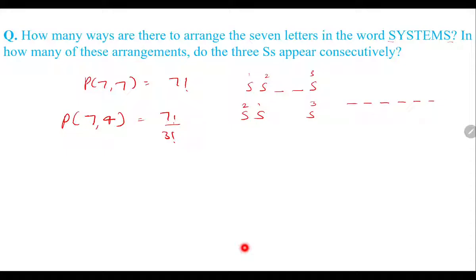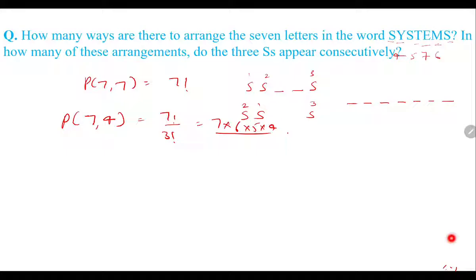If there are 7 positions, then for example for E, I have 7 choices. For M I have 6 choices. For T, because no repetition, I have 5 choices. For Y I have 4 choices. And then the remaining would be filled by S. So this would be the same as 7 multiplied by 6 multiplied by 5 multiplied by 4.